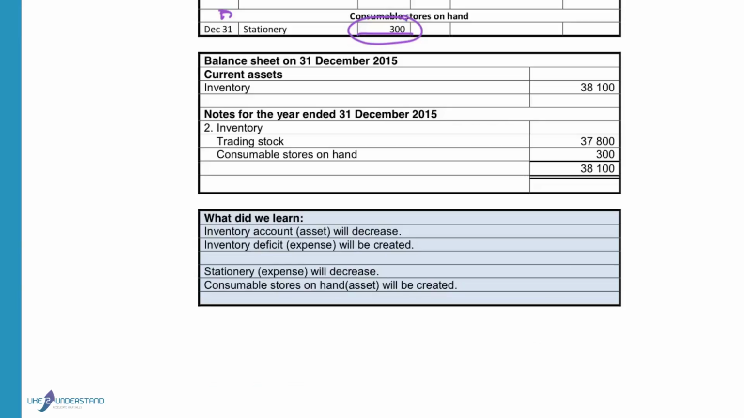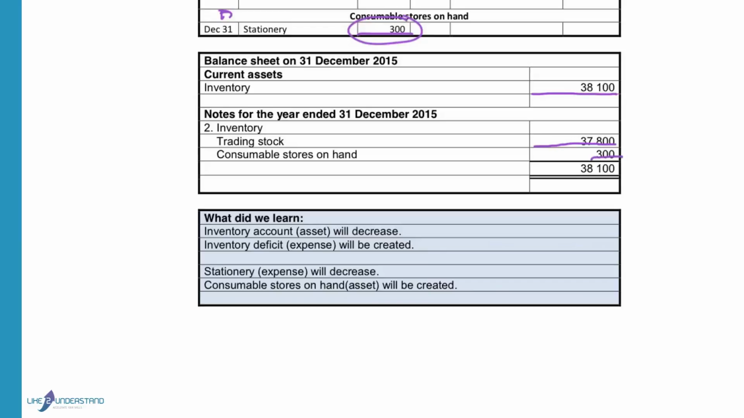So in the balance sheet, we will show that we've got inventory on hand at the end of the year. That inventory consists of the inventory according to the inventory count after we calculated the inventory deficit, and then all the consumable stores that we've got left over at the end of the year will also be included in the inventory note.